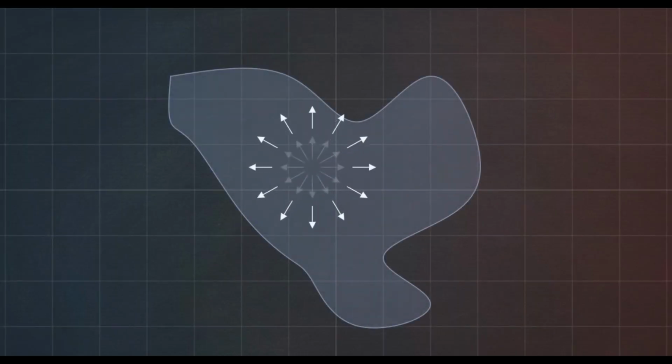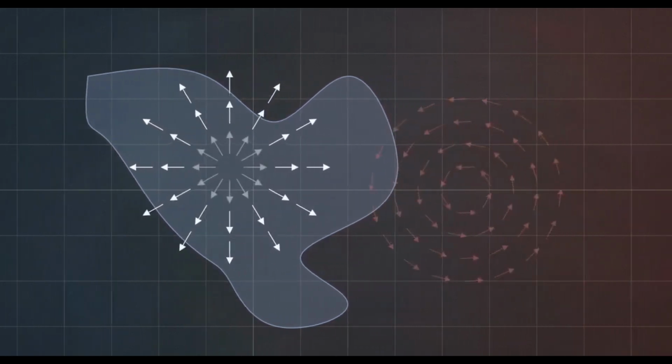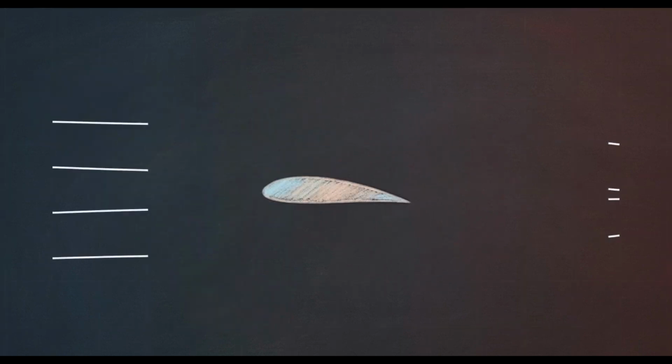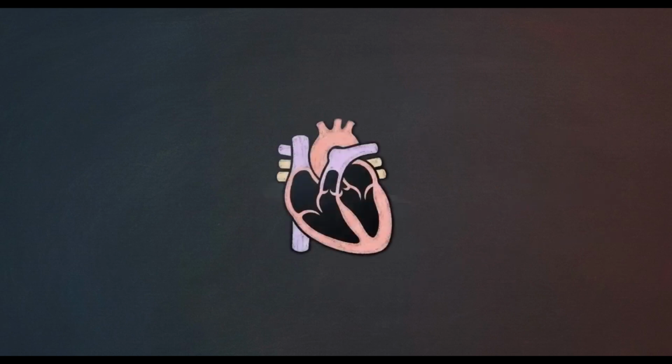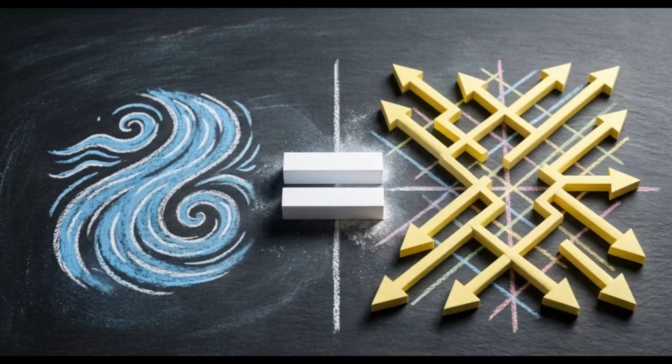Meteorologists use divergence to track high-pressure winds spreading across a continent, and they use curl to predict when those winds will start to rotate and form a hurricane. Whether you are studying the aerodynamics of air flowing over an airplane wing, blood pumping through a human heart, or magnetic fields surrounding the Earth, the math is exactly the same.